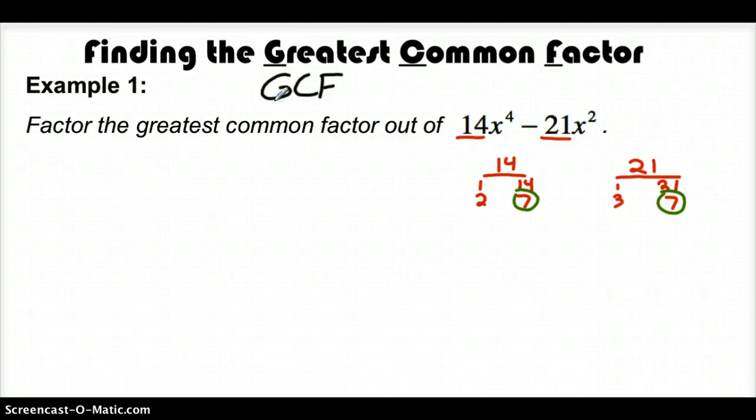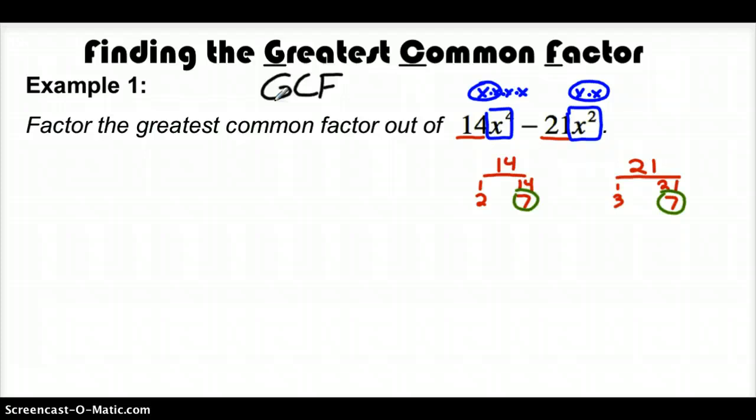Also, we have to figure out what the greatest common factor is between the variables that are attached. We have x to the fourth and we have x squared. The question I like to ask here is, how many x's do they have in common? Or in other words, how many x's do they both have? Remember, x to the fourth is x times x times x times x, whereas this is just x times x. So they have only 2 x's in common, so we're also going to factor out an x squared.